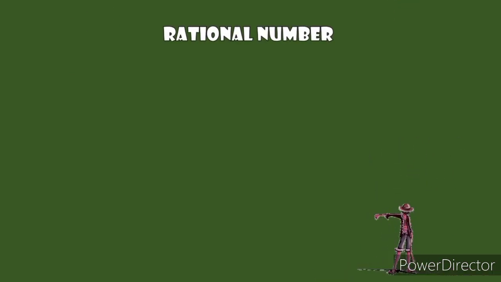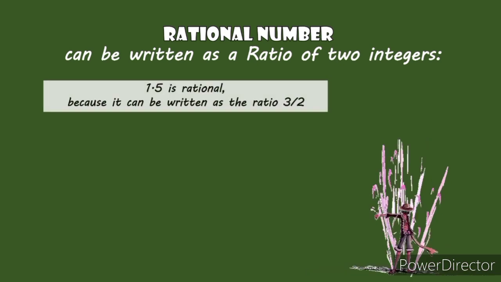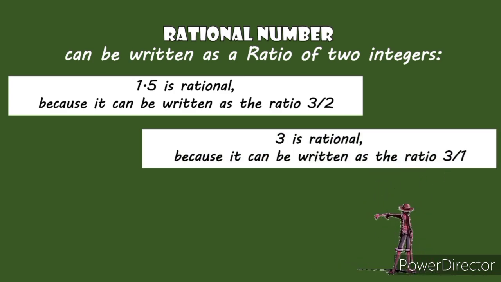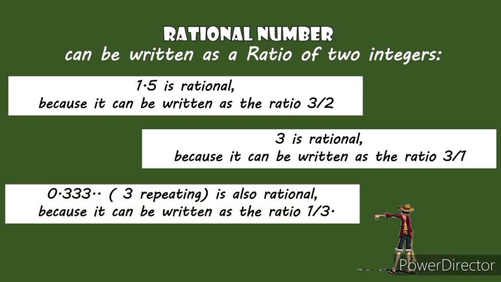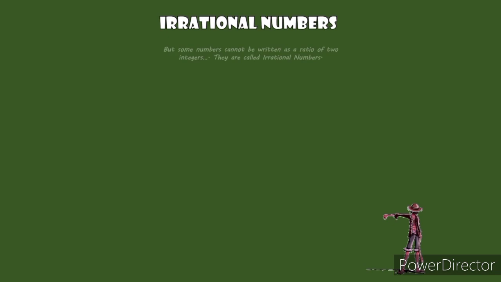Rational number can be written as a ratio of two integers. 1.5 is rational because it can be written as the ratio 3/2. 3 is rational because it can be written as ratio 3/1. 0.333 and so on, or 3 is repeating decimal, is also rational because it can be written as the ratio 1/3. Let's try irrational numbers.